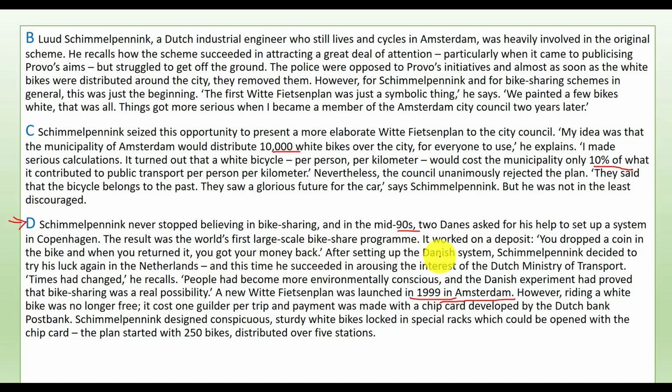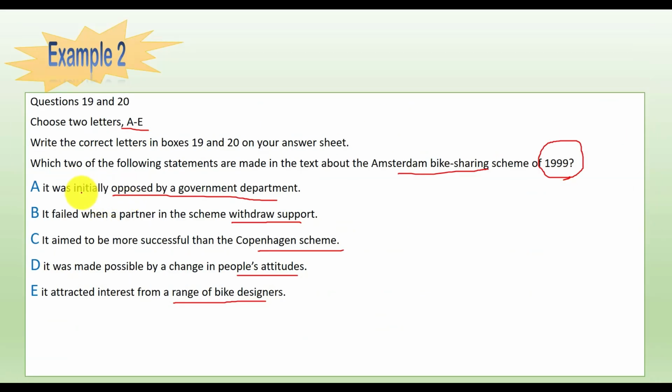After setting up the Danish system, Schimmelpenninck decided to try his luck again in the Netherlands, and this time succeeded in arousing the interest of the Dutch Ministry of Transport. Okay, that's an important sentence. It says that this time he succeeded in arousing the interest of the Dutch Ministry of Transport. So we had an option that said that it was initially opposed by government department, and that's incorrect.